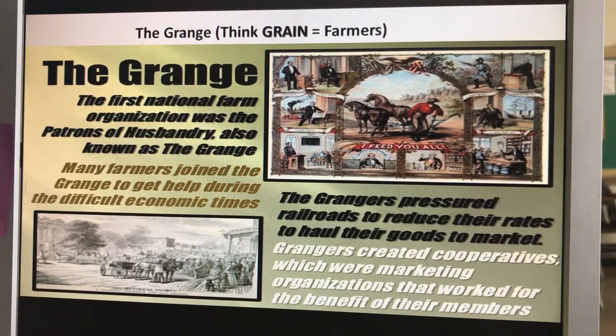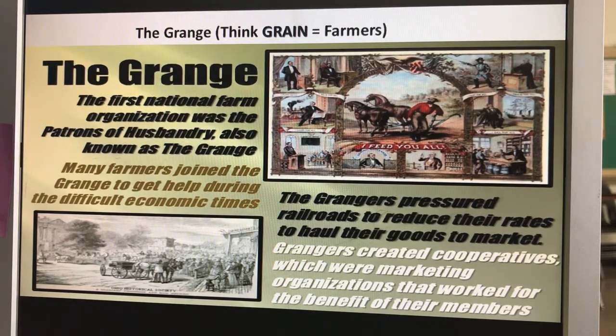What they wanted to do, they wanted to increase the prices for their farm products, and their farm products started to be so low because of new technology. All these new tractors and reapers and binders were very expensive, and because you could farm easier and you could farm more, more supply of farm products meant lower prices for those farm products.